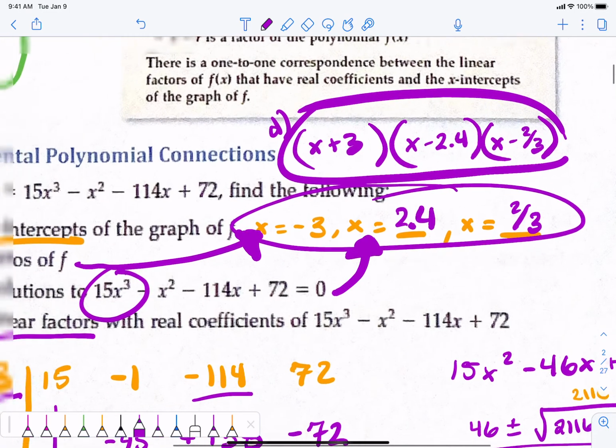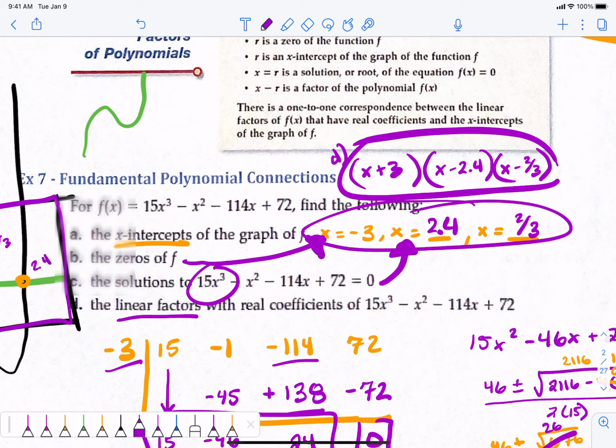So just A, B, and C were asking for the same thing. D is asking kind of the same thing, but just a little bit differently. Okay? All right, you guys.